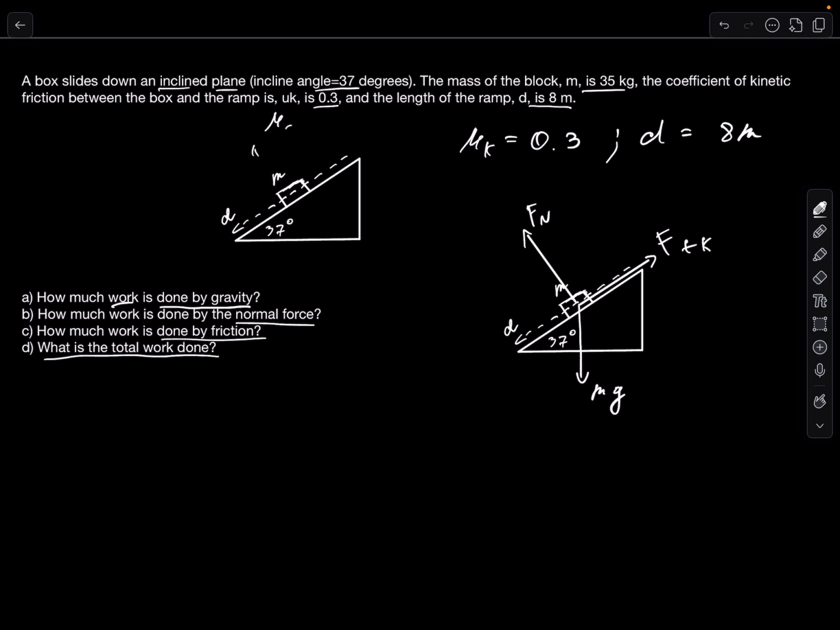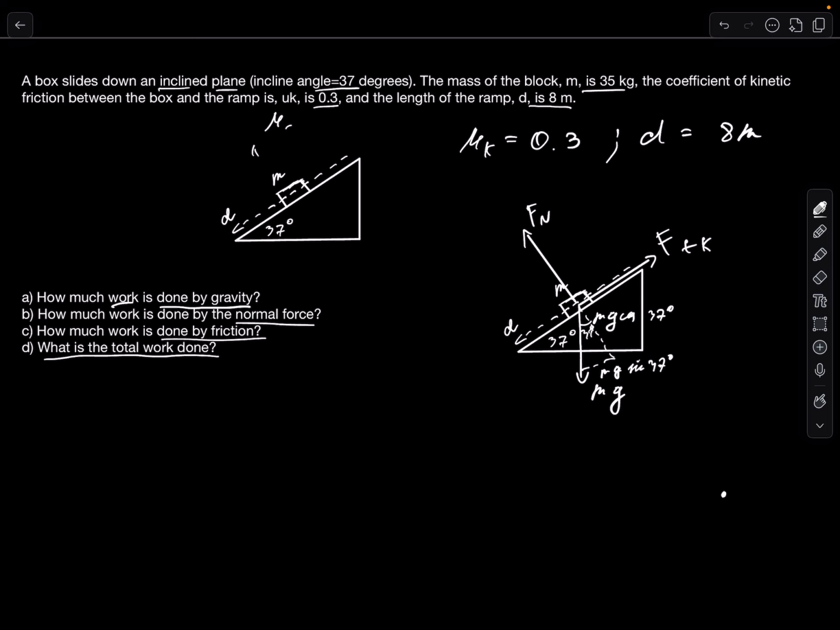But I'm going to break the force of gravity into components. That's the most convenient way to deal with this question. So this 37 degree angle is the same as this 37 degree angle. So the vertical component of the force of gravity will be mg cosine 37 degrees, and the horizontal component will be mg sine 37 degrees, because it's opposite to the angle. SOHCAHTOA, remember?